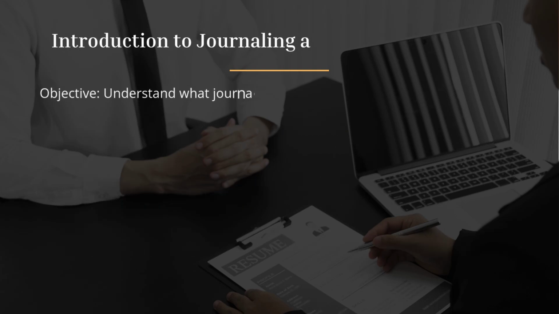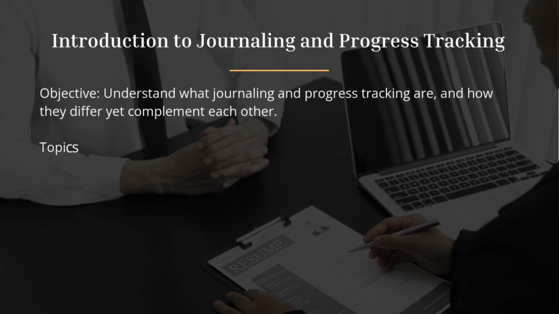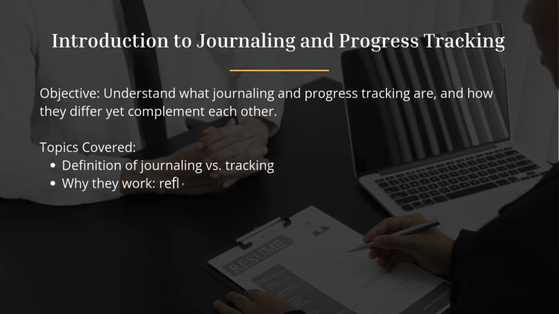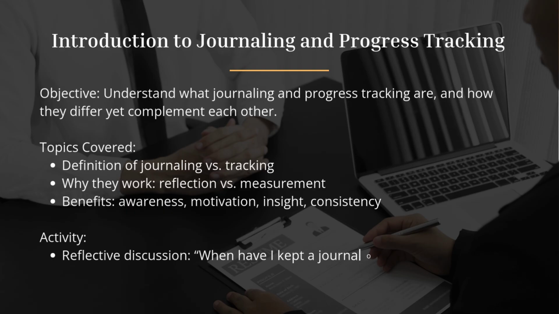Introduction to journaling and progress tracking. Objective: understand what journaling and progress tracking are, and how they differ yet complement each other. Topics covered: definition of journaling versus tracking, why they work, reflection versus measurement, benefits: awareness, motivation, insight, consistency. Activity: reflective discussion, when have I kept a journal or tracker before? What worked or didn't?